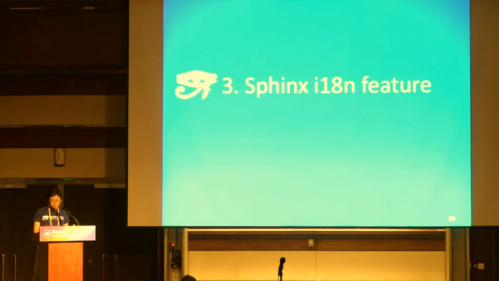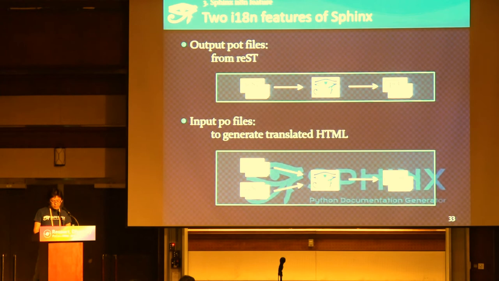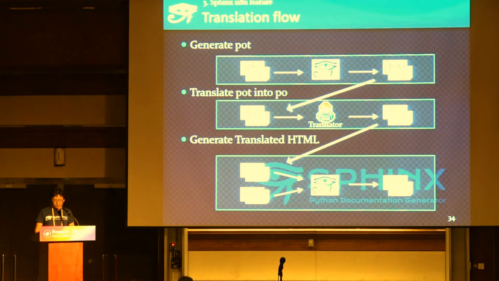Sphinx i18n feature. I'll explain the details of the feature. The Sphinx i18n feature is composed of two functions. First one is the generation of POT files from reStructuredText files. A POT file is a famous translation catalog format for gettext that is used for i18n, you know. And second one is the generation of translated HTML files using PO files, which are the translated version of the catalogs. It's human work to prepare the translation PO files from the POT files.